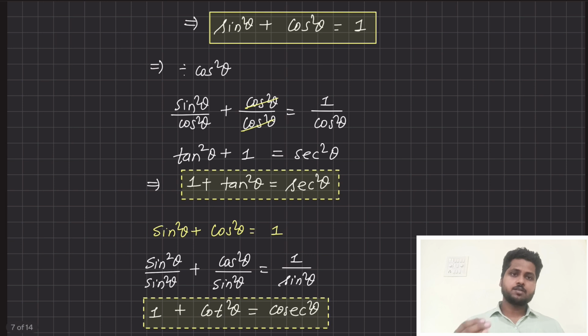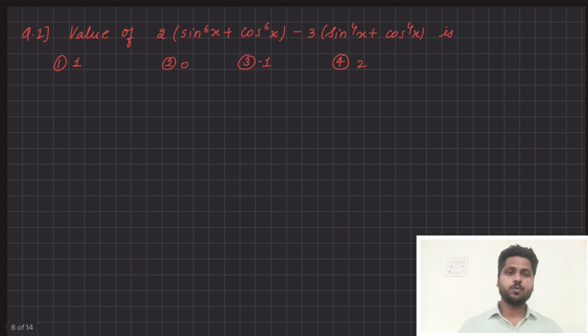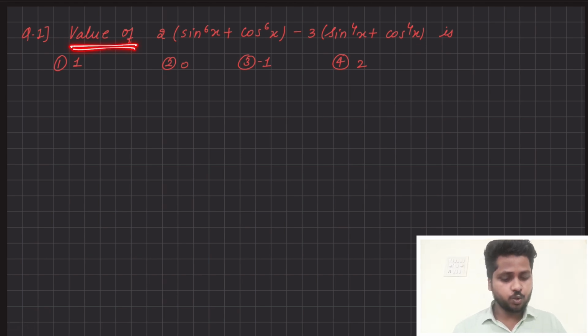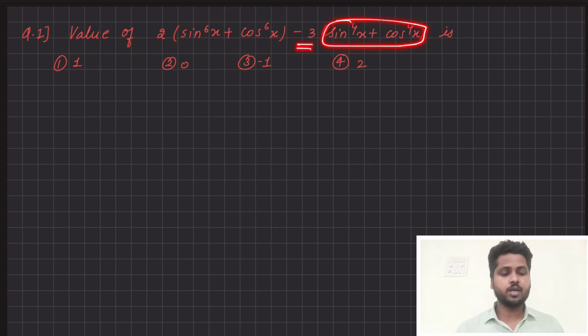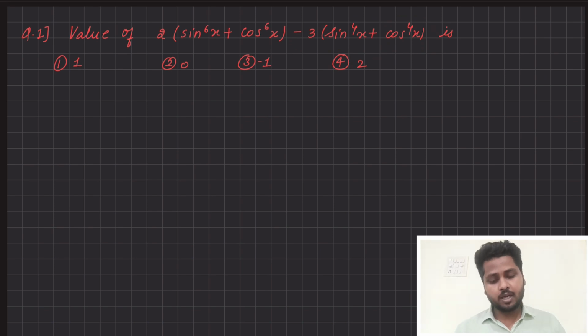Okay, so let us do some problems. If till here you have understood, then we'll go for the next problem, that is based on the identities only. The question is, value of 2 times sin raised to 6 x plus cos raised to 6 x minus 3 times sin raised to 4 x plus cos raised to 4 x, is what? Here the x is nothing but the angle, okay.